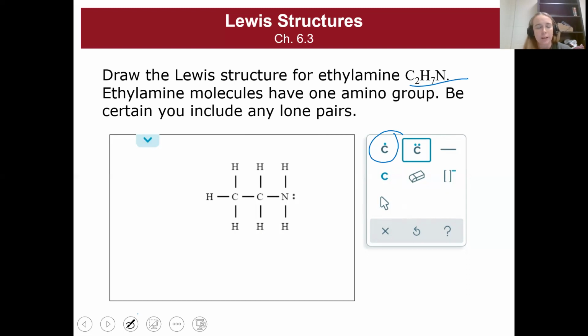So I didn't go through all the steps here, but hopefully this was just me showing you how to use this. So unless you're doing a section of your homework on radicals, don't use that one. Use this one with the 2 dots. That is our lone pair. Okay, cool. And that is it for Lewis structures. So I'm going to stop here and start another video.